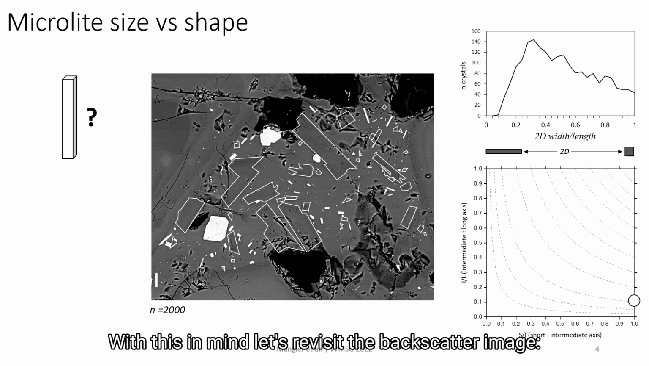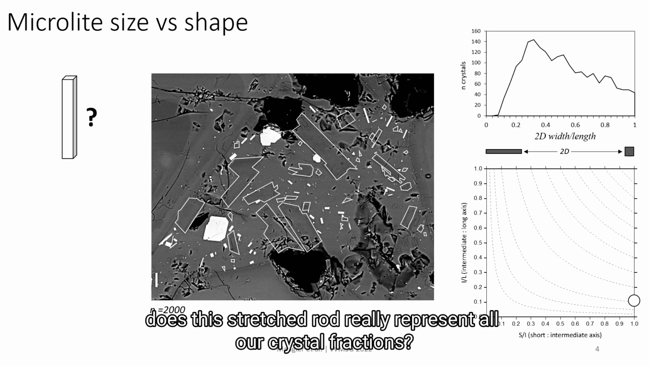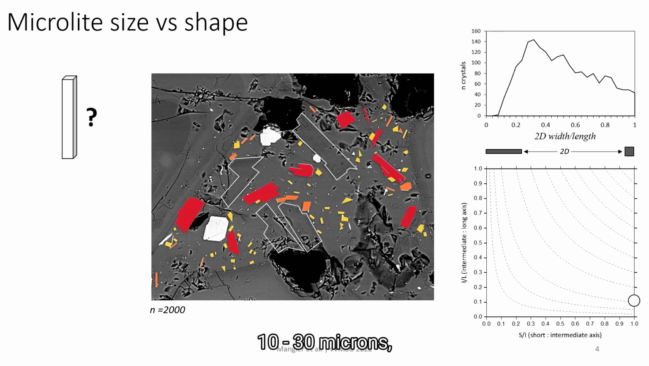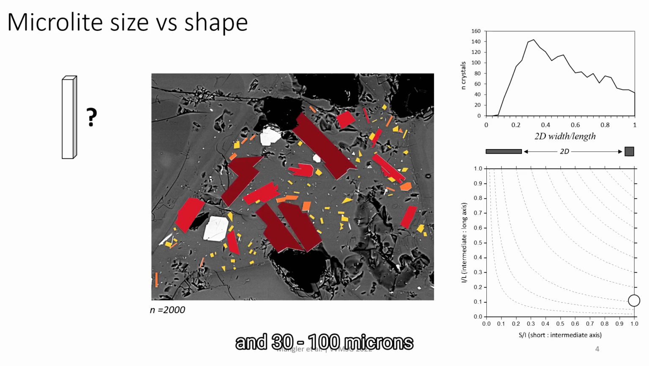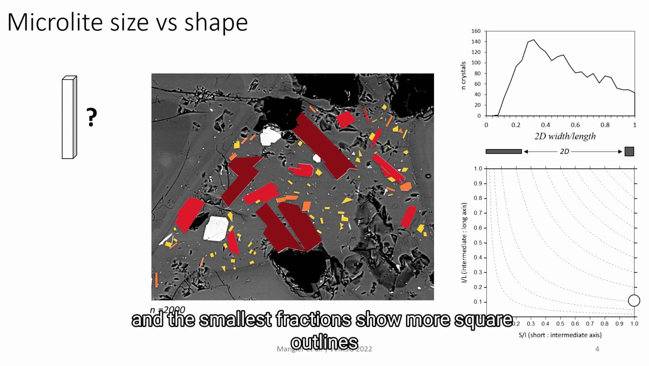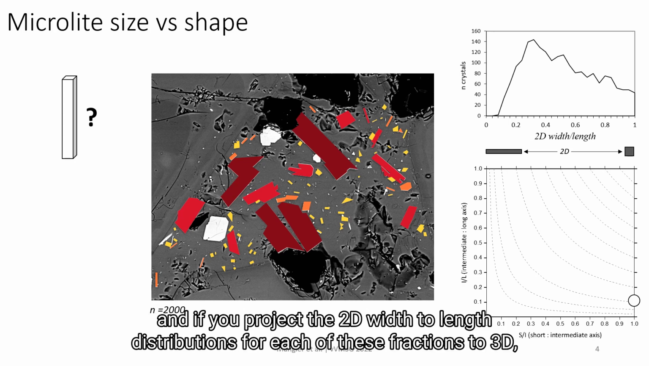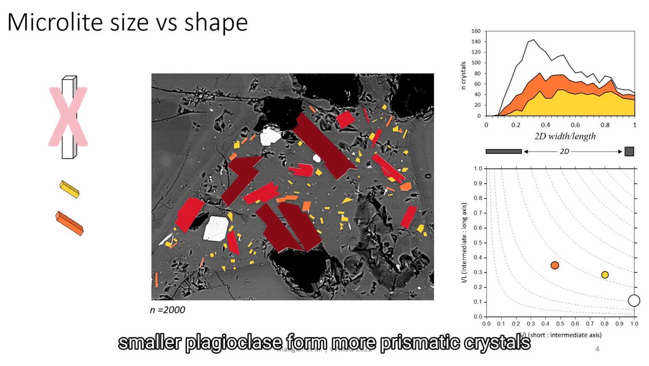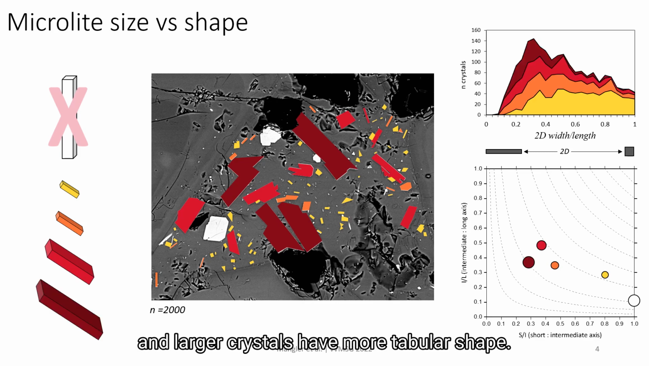With this in mind, let's revisit the backscatter image. Does this stretched rod really represent all our crystal fractions? Well, if I subdivide our microlites into fractions with lengths smaller than 5 microns, 5 to 10 microns, 10 to 30 microns, and 30 to 100 microns, it does look to me like the larger fractions show distinctly tabular 2D shapes, and the smallest fractions show more square outlines. And if you project the 2D width to length distributions for each of these fractions to 3D, we begin to see a clear picture. Smaller plagioclase form more prismatic crystals, and larger crystals have more tabular shape.